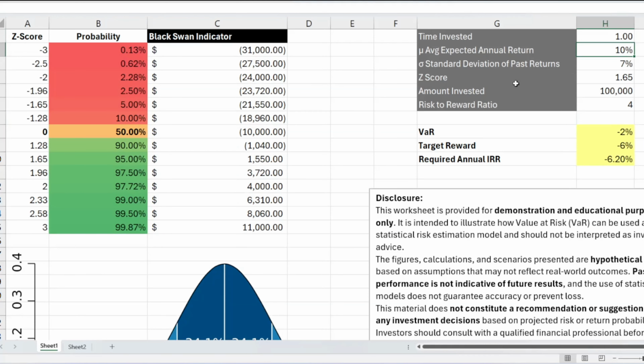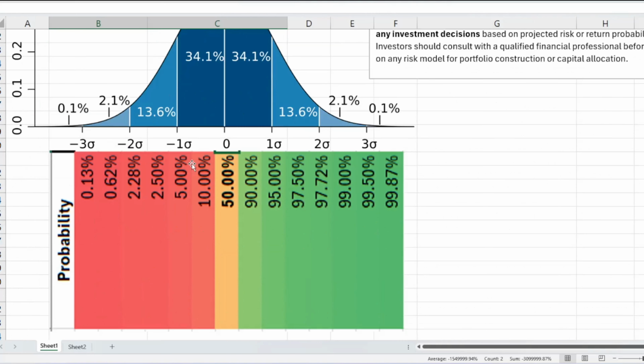Let's switch this back to 1 and take a look again. What is this saying? This is saying over a 1-year period, there is a less than 1% chance that we're going to lose over $31,000, less than 1% chance. That's our black swan, our left tail event.